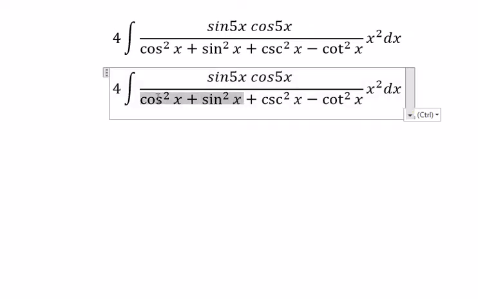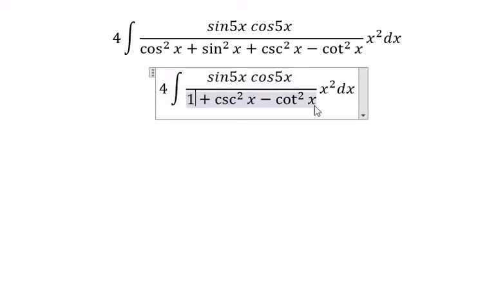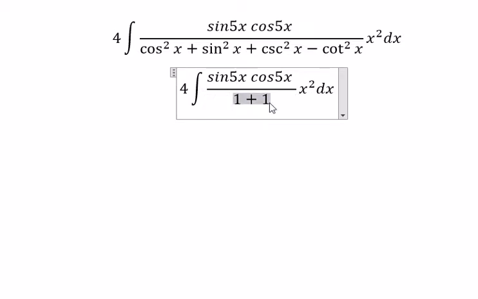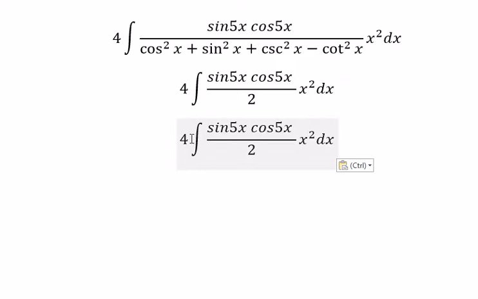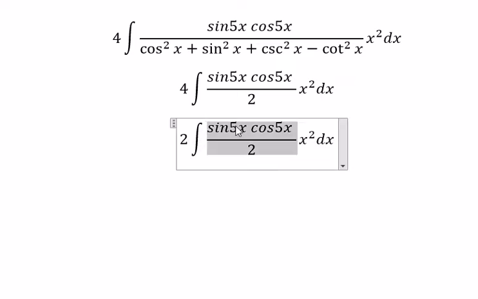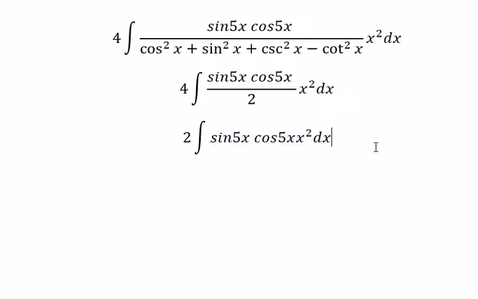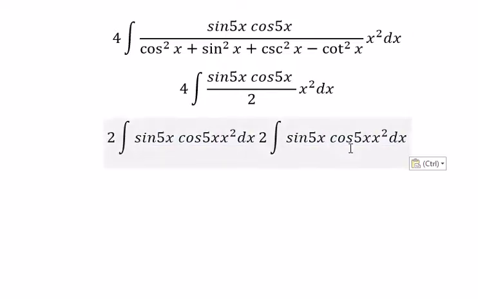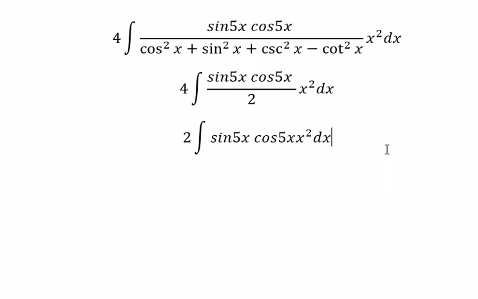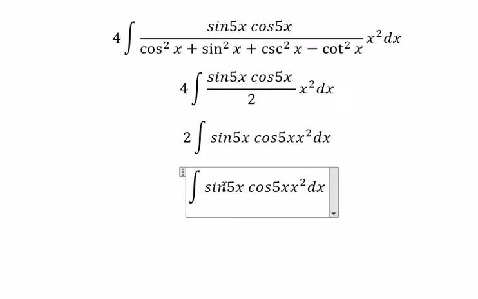This one, we got about number one. This one, you got about number one. So this one, you got about two. 4 divided by 2, you got about 2. Next, about 2 sin5x cos5x, we got about sin10x.